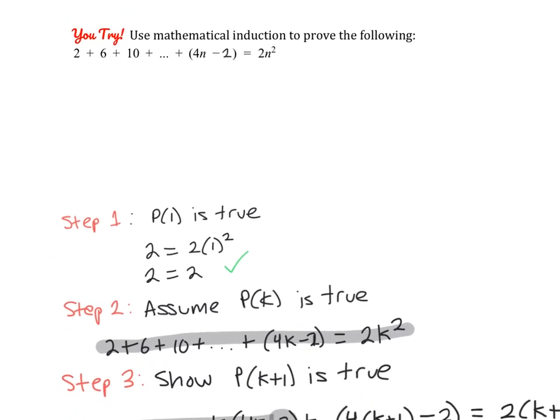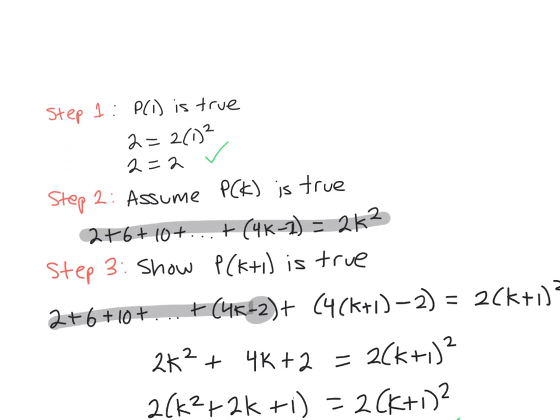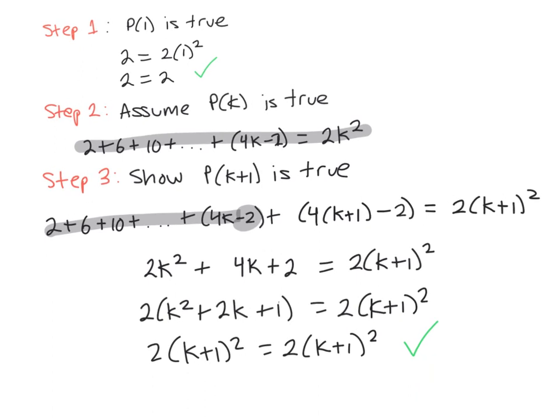And then we're going to make our induction hypothesis. We're going to assume that this formula works when n is k. So saying that 2 plus 6 plus 10 plus up to 4k minus 2 equals 2k squared. We're assuming that this is true. And then based on that, we're going to show that it works for k plus 1.